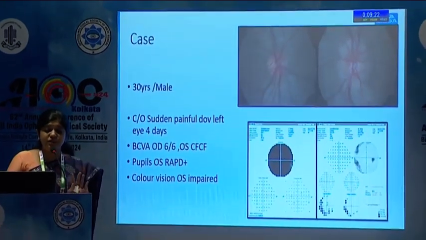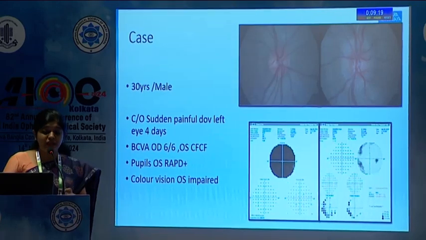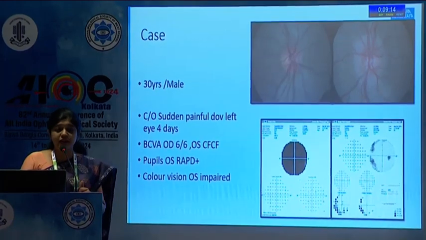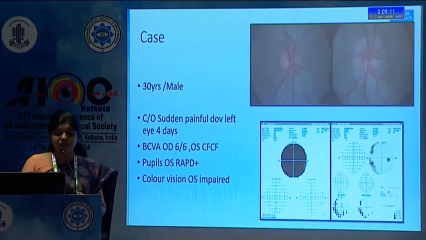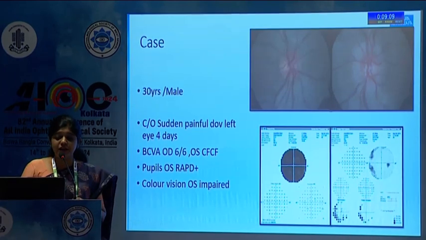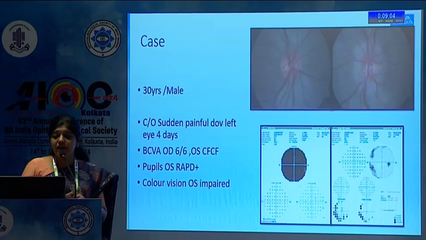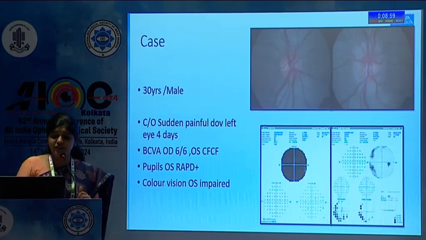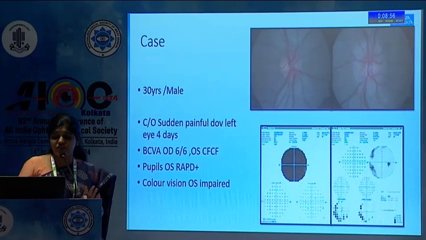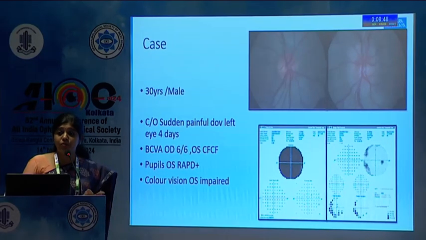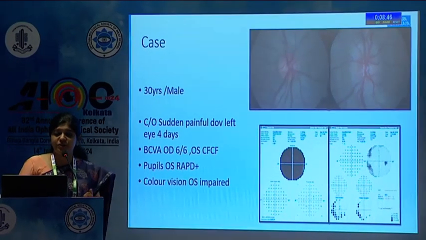So let me start with a simple, straightforward case. A 30-year-old male came to us with a sudden, painful drop in vision for the past 4 days. His vision in the right eye was 6/6, left eye was counting fingers close to face, pupils had RAPD in the left eye, color vision was impaired in the left eye. And this is a fundus picture that you're seeing. Right eye had disc edema, left eye was normal looking, maybe a crowded disc. Fundus was normal otherwise. The right eye fields were relatively normal, few peripheral defects, could be learning curve. The left eye was completely washed out. So the probable diagnosis is straightforward left eye optic neuritis.